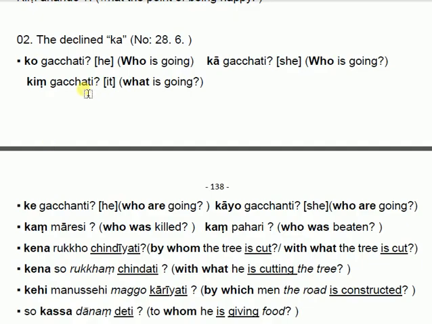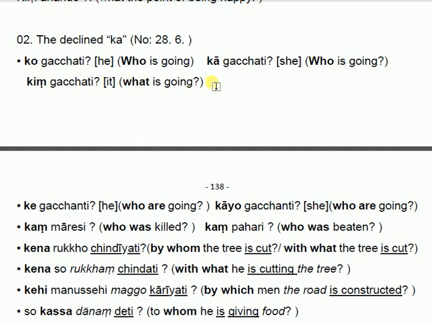Okay, that's right. Here we saw how we use this declined ka in questioning. Here ko gachati. We use a nominative case, ko gachati means who is going. Here he is going, so we remove he, ask about he, so who is going, ko gachati.